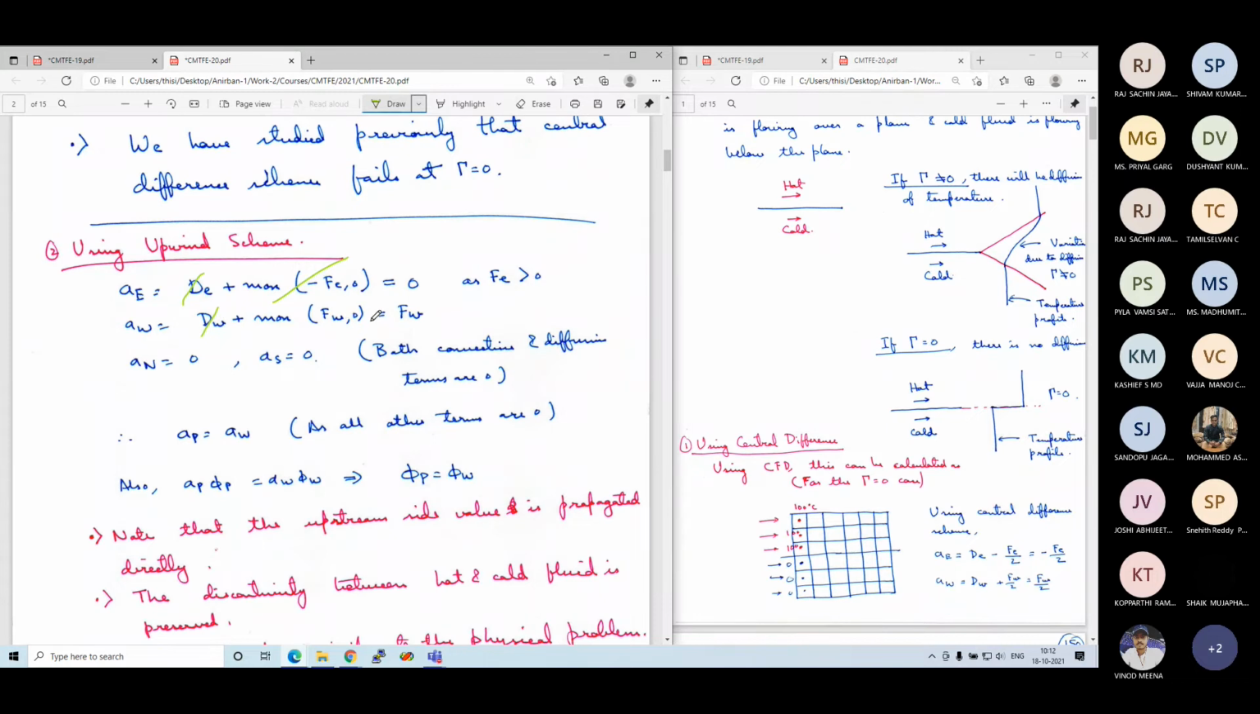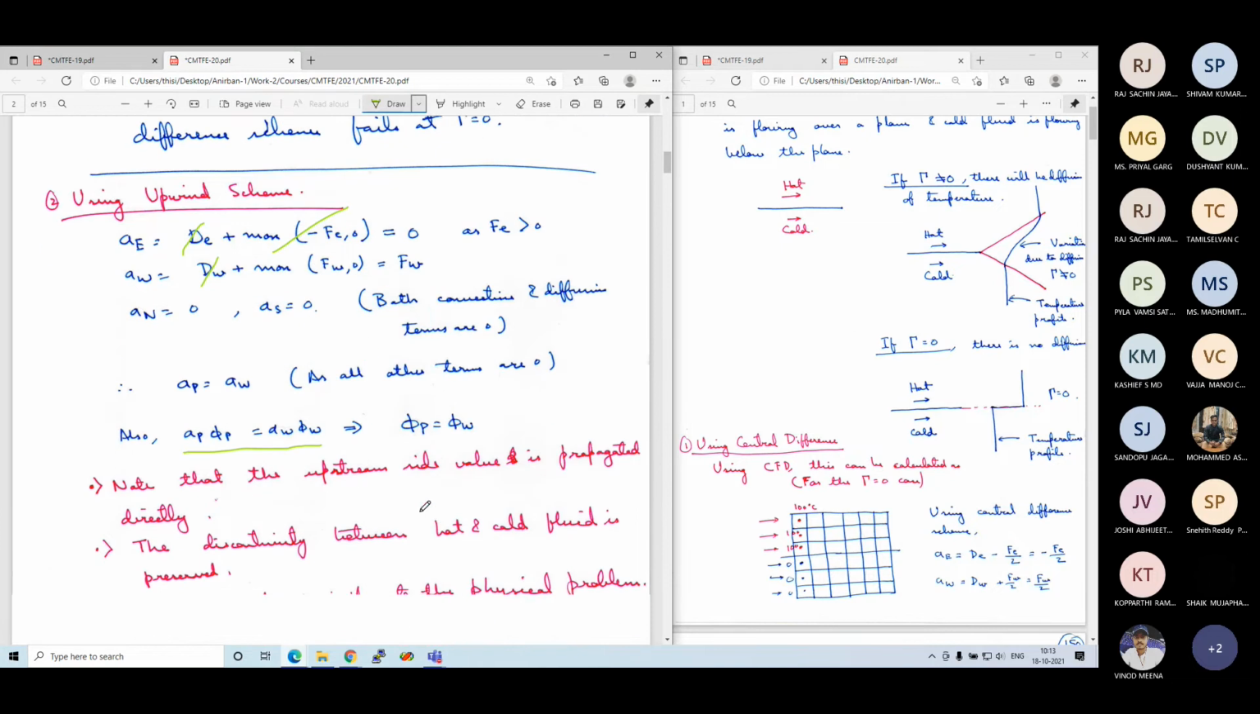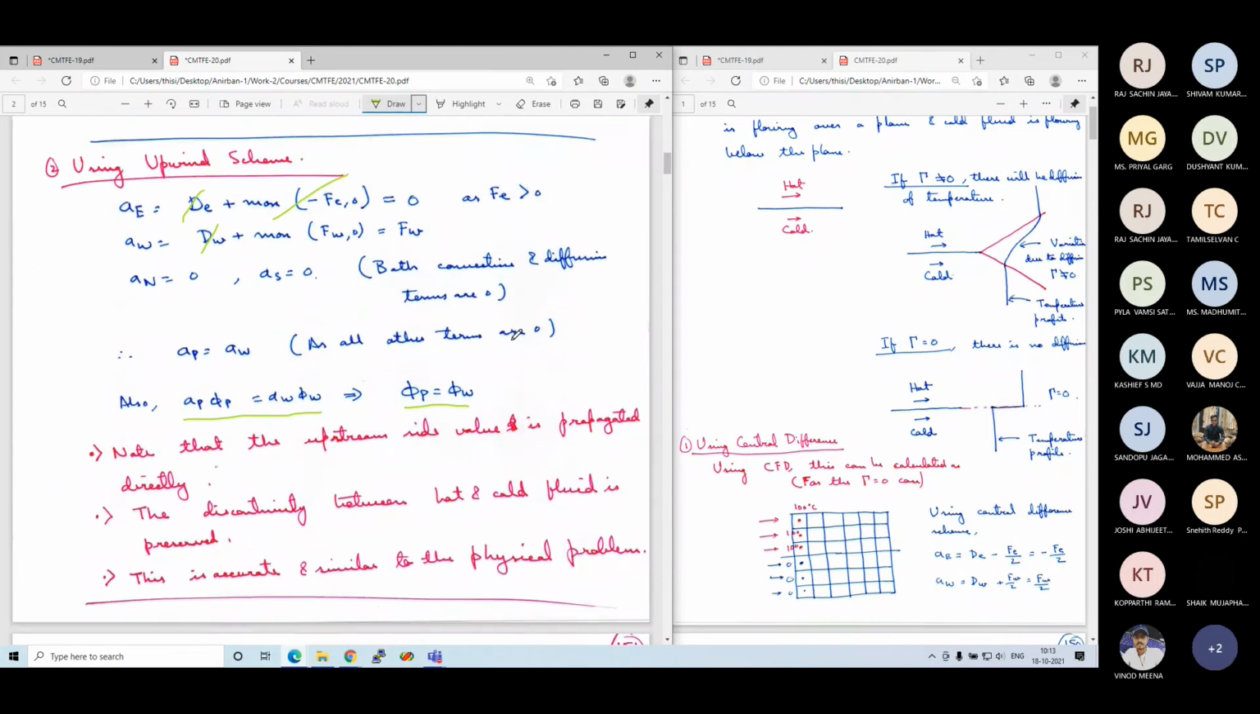Similarly, we can find that Dw is 0 and maximum of Fw, 0 is Fw. Fw is positive. Okay. So Aw is equal to Fw. You can also verify that An and As are 0, because the diffusive term is 0 by the definition of the problem, and convective terms are 0 because there is no flow along the y direction. So An and As are 0. So ultimately we are just left with Aw. Okay, and because all other terms are 0, you will find that Ap is equal to Aw. So Ap phi P is equal to Aw phi W, or phi P is equal to phi W. All the other terms are 0, gets cancelled. So ultimately phi P is equal to phi W.